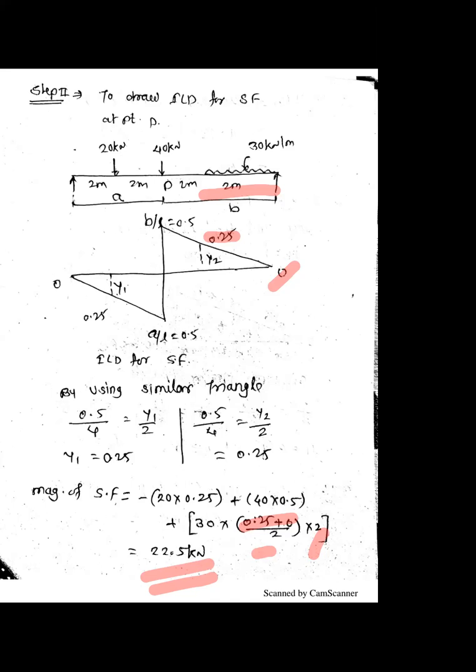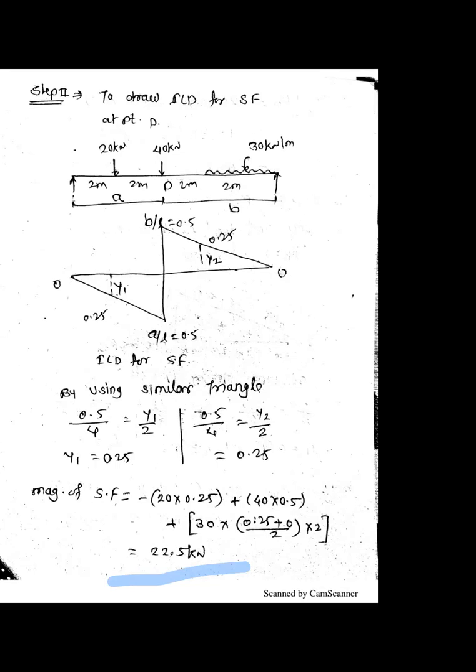Why is there a minus sign? Because this portion is below the baseline and has negative shear force. That's why there is a minus sign here. And this is above the baseline and has positive shear force. That's why here is a plus sign and here is also a plus sign. Okay, remember always plus and minus: below the baseline means minus, above the baseline means plus. Okay, in this way we got the magnitude of shear force.